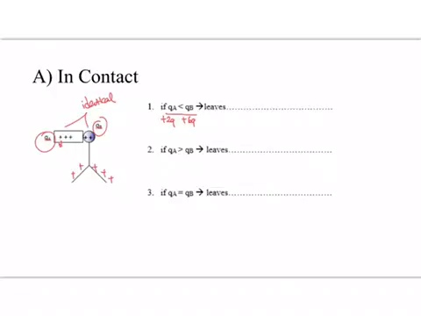So after they are in contact, they will share the total charge. After the contact, the charge of the electroscope will become +4Q. So you see that the charge of the electroscope decreases, so the leads will close.